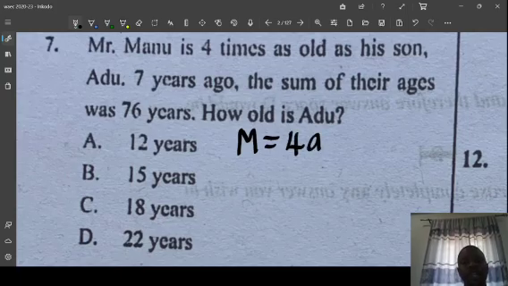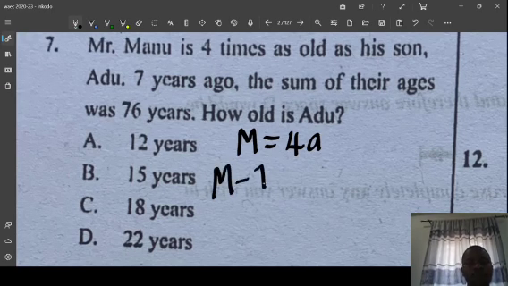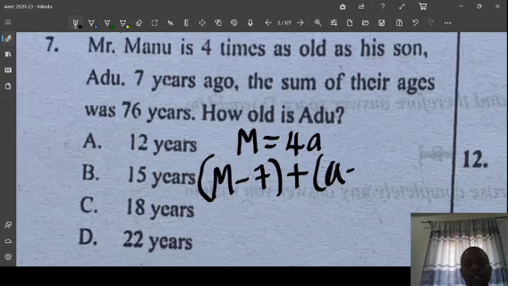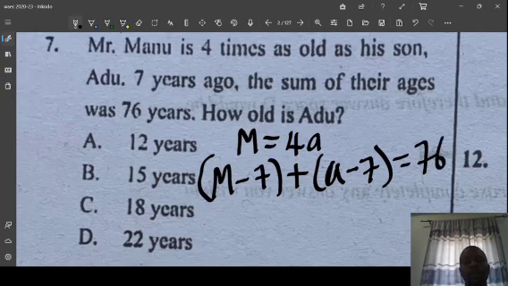All right. And then 7 years ago, the sum of their ages was 76 years, which means if you subtract 7 years from Mr. Manu's age, plus if you also subtract 7 years from Adu's age, let me use A again, minus 7, the sum of their ages 7 years ago was equal to 76. And we are told to find how old is Adu. In other words, we are looking for A. So we have been given a simple equation.